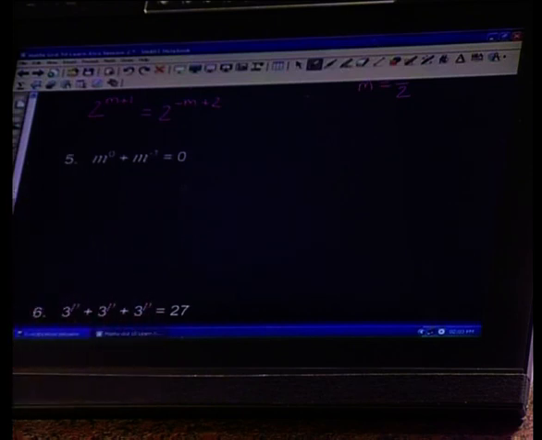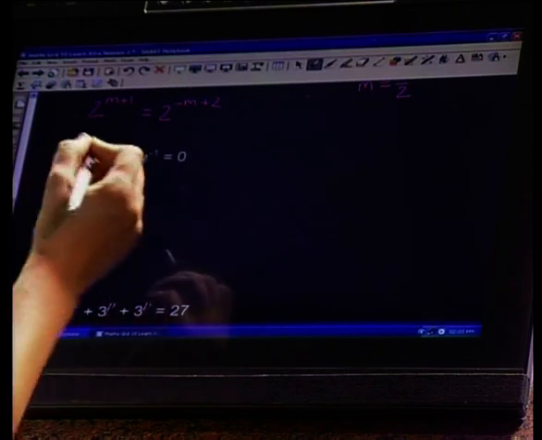Is there a difference of two squares? There's no minus, so no difference of two squares. Are there three terms so that you can do a trinomial? No, there aren't. Are there two cubes that are being added or subtracted? No, there aren't. So we can't factorize this. That means we're going to have to use a different skill.